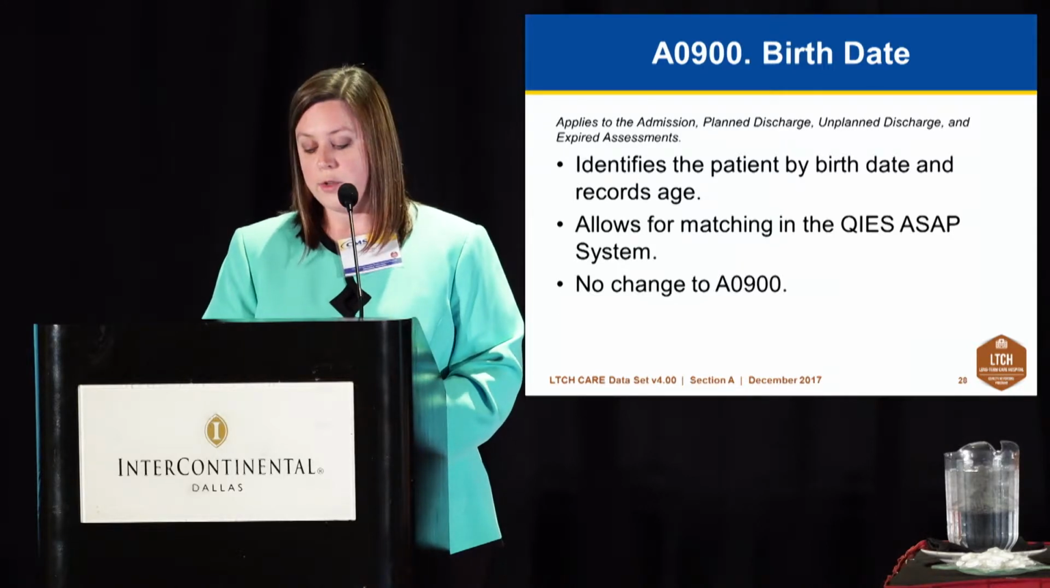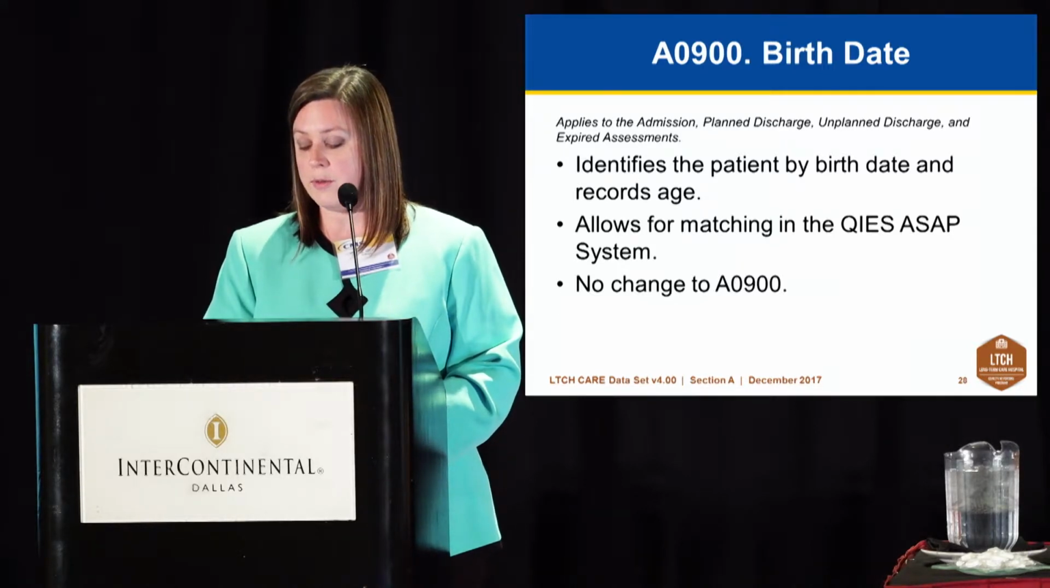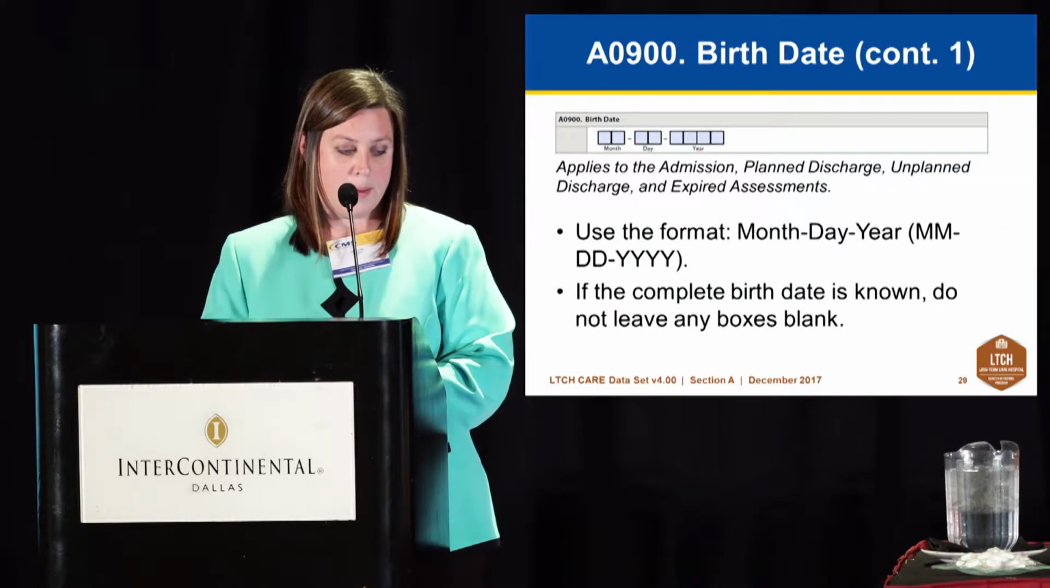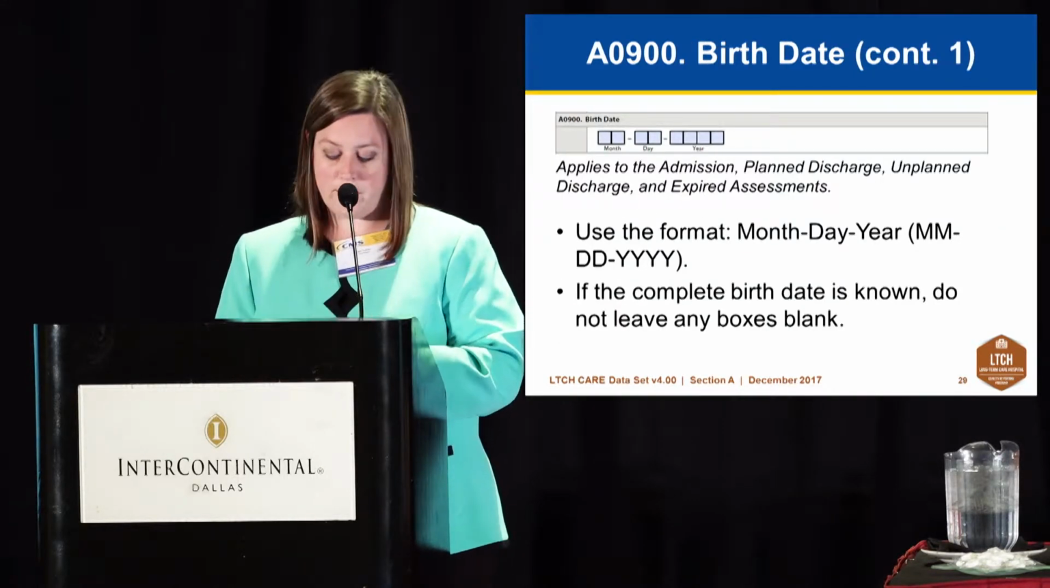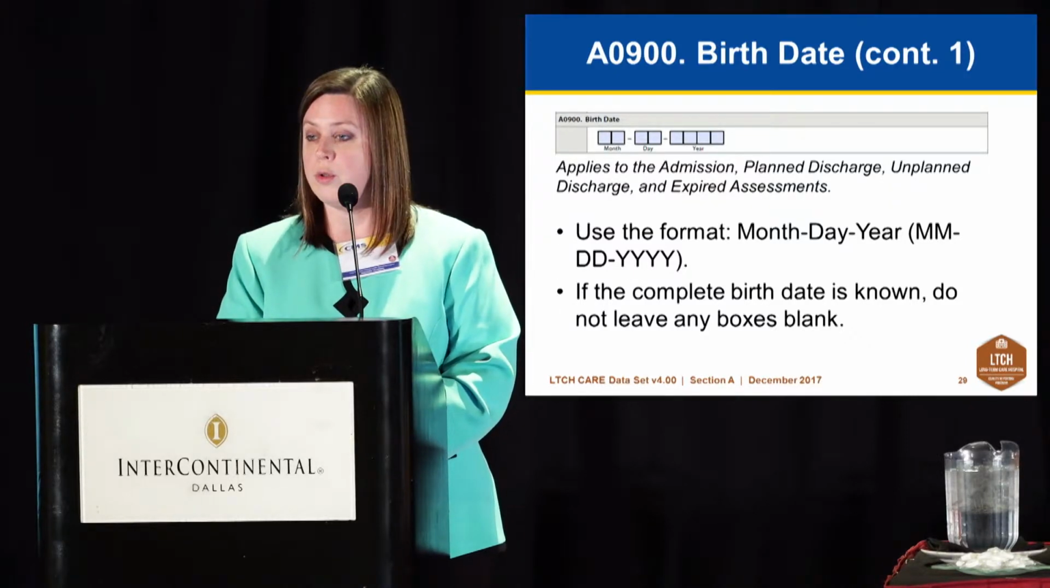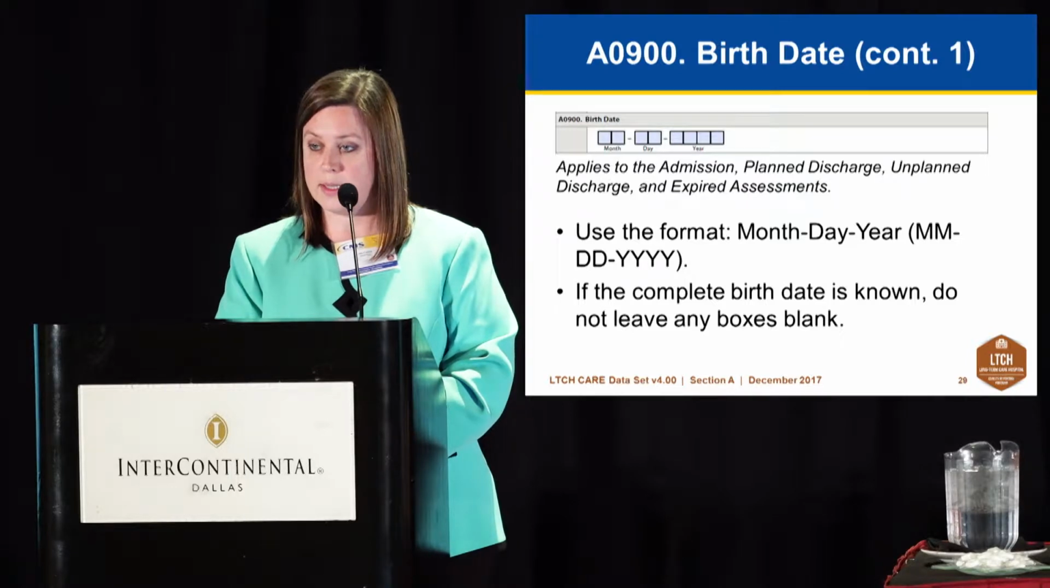Section A0900, birth date, is another matching element for the KEYS ASAP system. There are no changes to this section. And when completing the birth date, you do need to make sure that all of the fields are completed, so you'll use zeros to fill in blank spaces in this section as well.